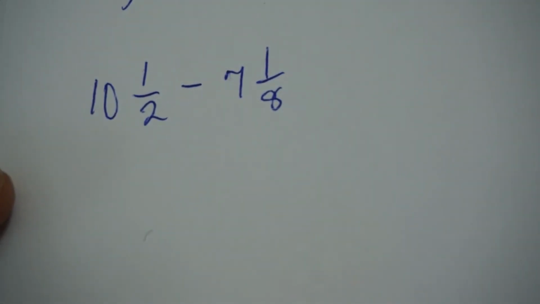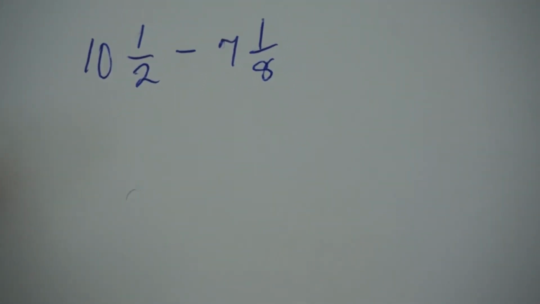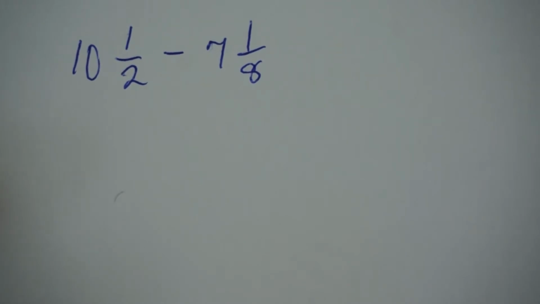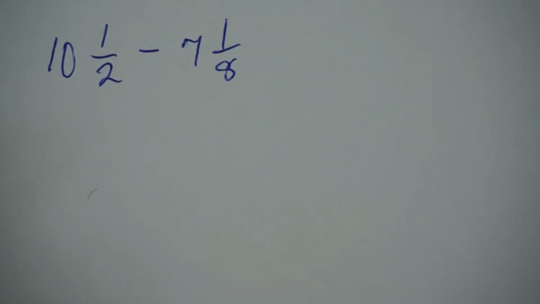But what if our denominators are different? For example, 10 and a half minus 7 and an eighth. In a case like that, we do exactly the same thing again, but we recognize that our denominators are different. So the first thing that we should do is ensure that our denominators are the same.